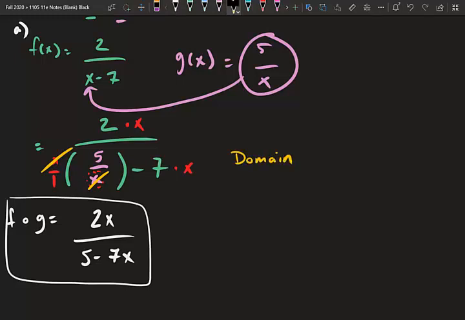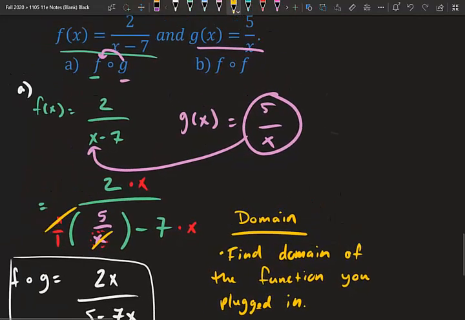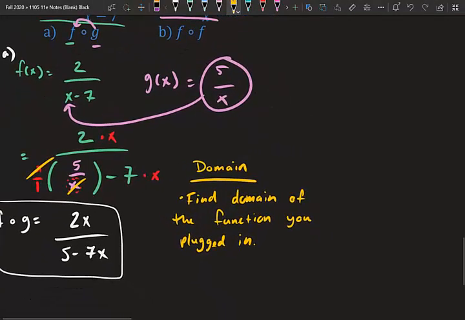So to find the domain, there's two steps. Your first step is to find the domain of the function you plugged in. So for part A, we plugged in function g. So we need to find the domain of function g.